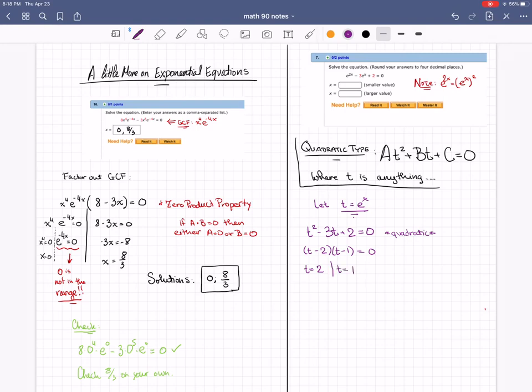Now, of course, and I specifically did this in purple to remind us of this, we didn't come here looking for t. We need x, so we're going to convert back. Well, t is e to the x, so we either want e to the x to be 2, or we want e to the x to be 1. So from here, you could use logarithmic form, so we're going to rewrite these in logarithmic form.